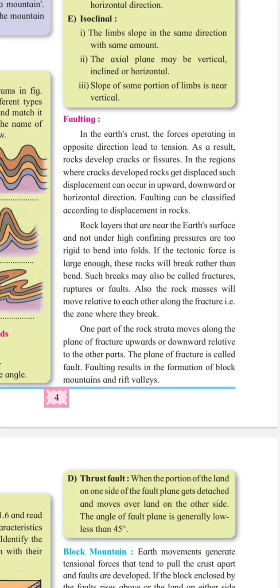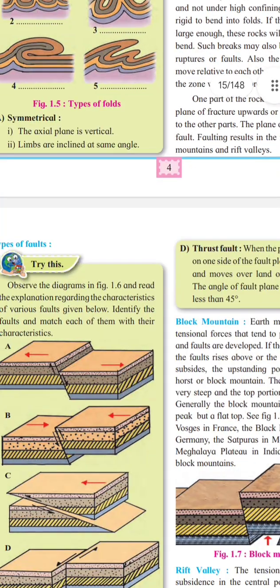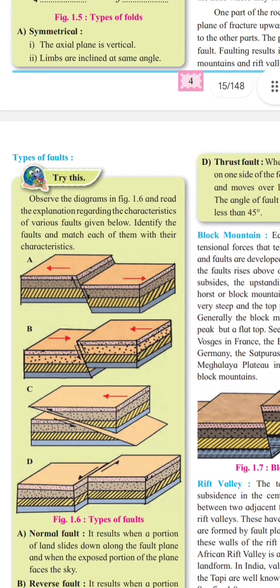Types of faults: normal fault, a block of land slides downward, and the exposed fault plane faces the sky. Reverse fault: one block moves upward due to compression, and the fault plane faces the ground. Tear fault: the movement is horizontal, there is no upward or downward displacement.